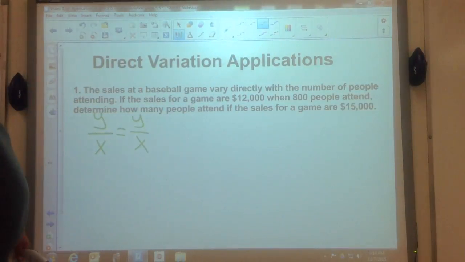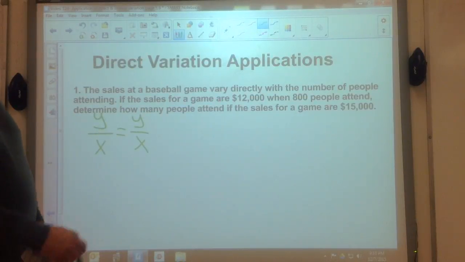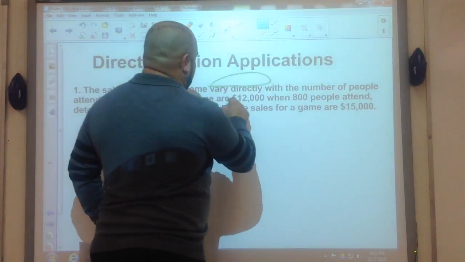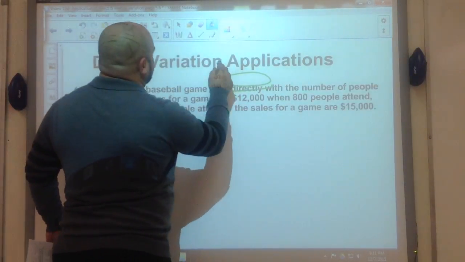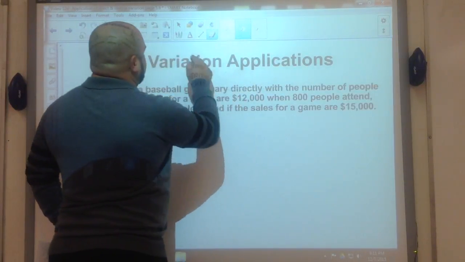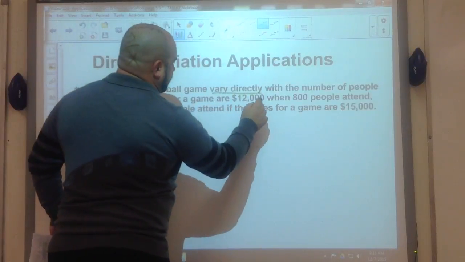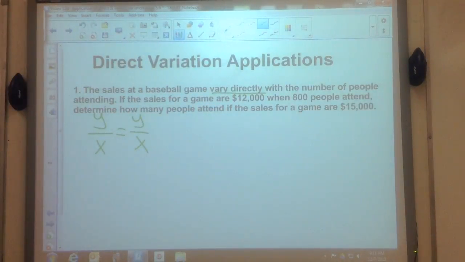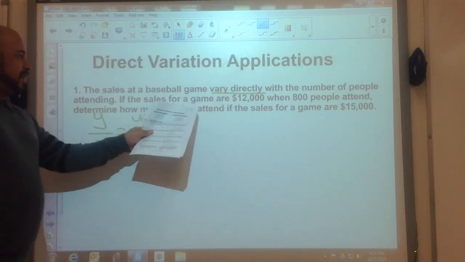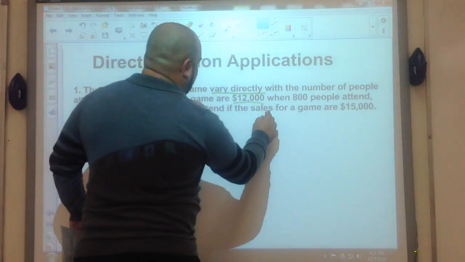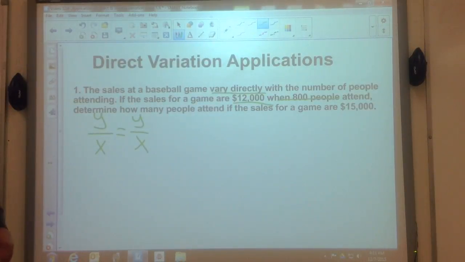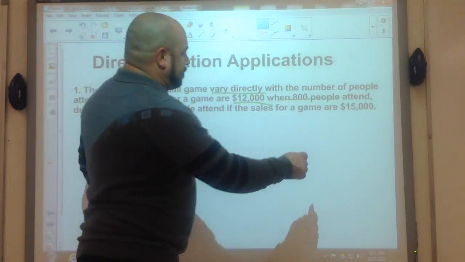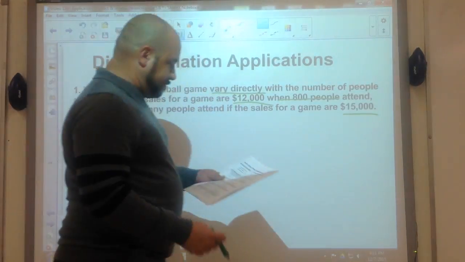It says, the sales at a baseball game vary directly with the number of people attending. This is how you know which one you're going to use. If the sales for a game are 12,000 when 800 people attend, determine how many people attended when the sales for a game are 15,000.